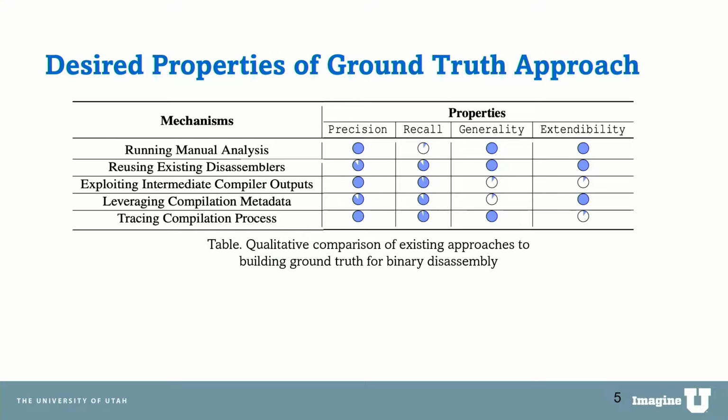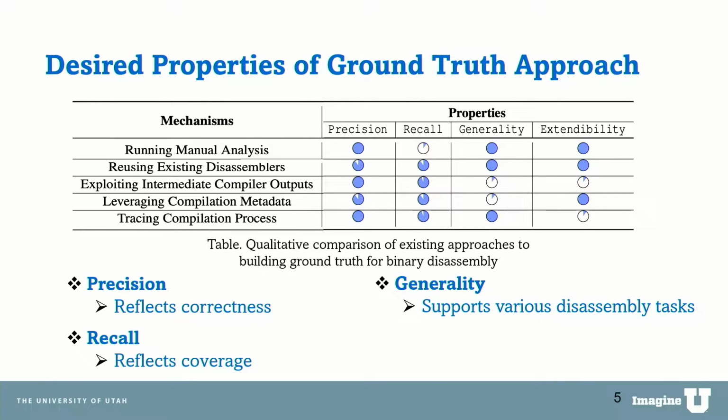So far, we have discussed all the mainstream approaches of generating ground truth. To understand the quality of the ground truth generated by different approaches, we will evaluate them from 4 aspects. The first is precision, the second is recall, the third is generality, and the last one is extendability. Precision basically reflects the correctness, and recall reflects the coverage. Generality requires that the ground truth approach support various disassembly tasks, such as jump table recovery and control flow recovery. And extendability requires that the approach can be applied to multiple architectures.